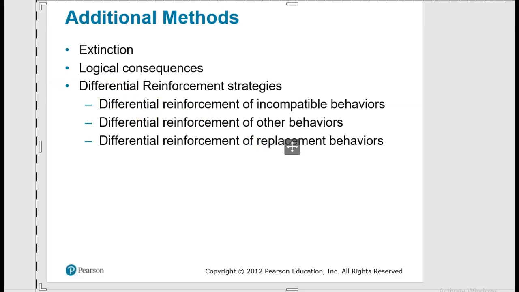Okay, so those are just some examples of differential reinforcement. Other behaviors would be if they are talking every time you ask them to take out their book, and you ask everyone to take out their book and they sit right down and take out their book, that's when you're going to say, oh, I like how you took out your book, I like how you're ready to go, thanks for being ready.